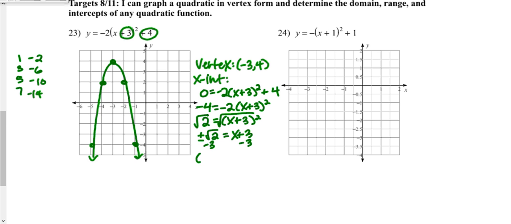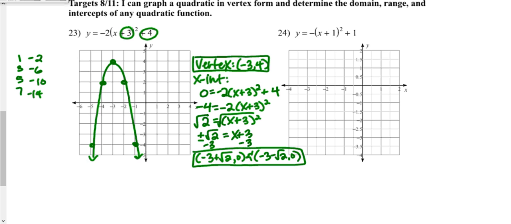So my x-intercepts would be -3 plus square root of 2, 0, and -3 minus square root of 2, 0. And if I needed that for my actual graph, I could plug that into a calculator to see what decimals they are. But for the sake of giving me an answer, you want to make sure to make that accurate and exact like we did there.